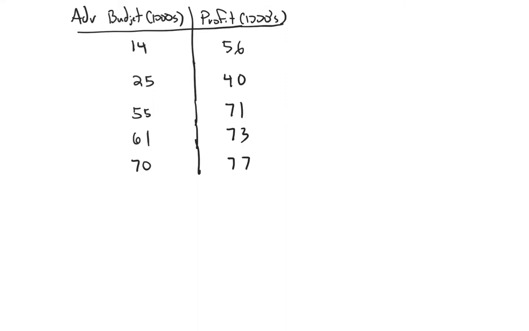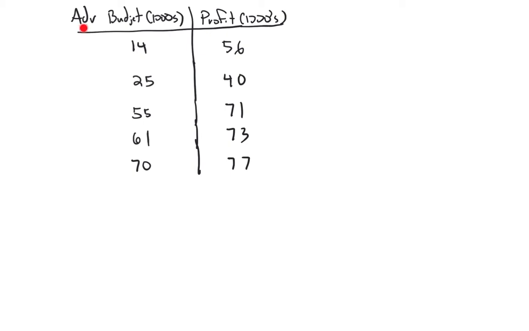Okay, so let's do an example to calculate both r, which is the correlation coefficient, and r squared, the coefficient of determination. So let's say we have a company that measures its monthly spend on advertisement. In this month, they spent $14,000. In this month, they spent $55,000. And they randomly sampled 5 months here for their advertising budget. And over here is the profit they got in that month.